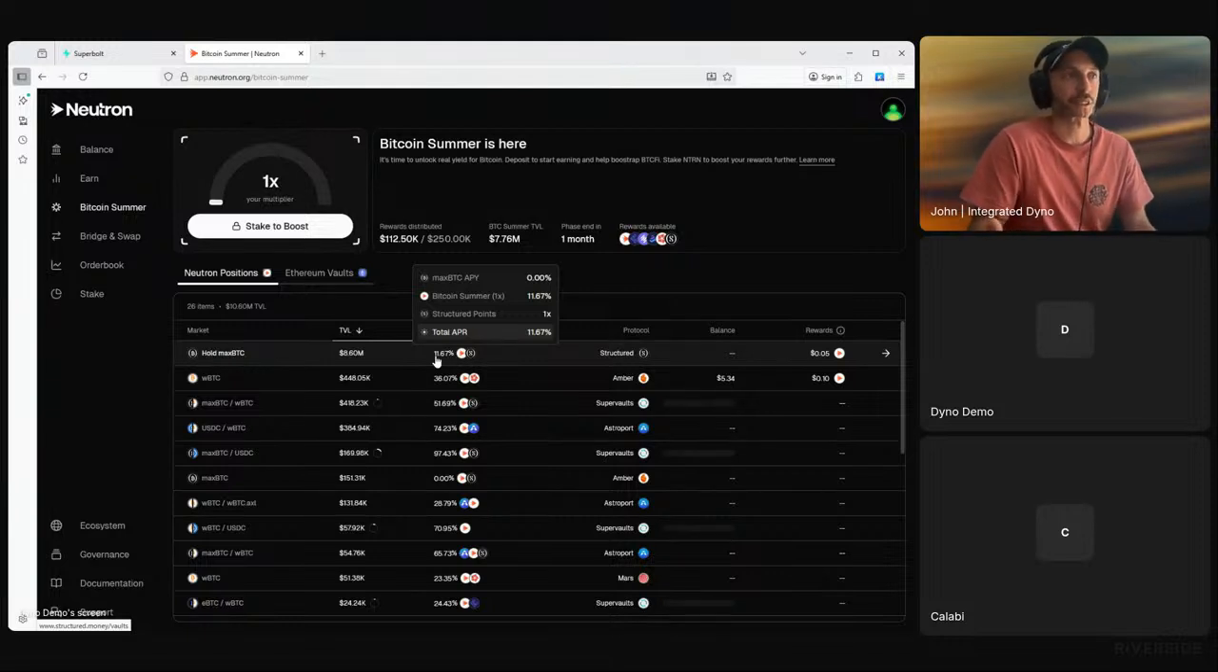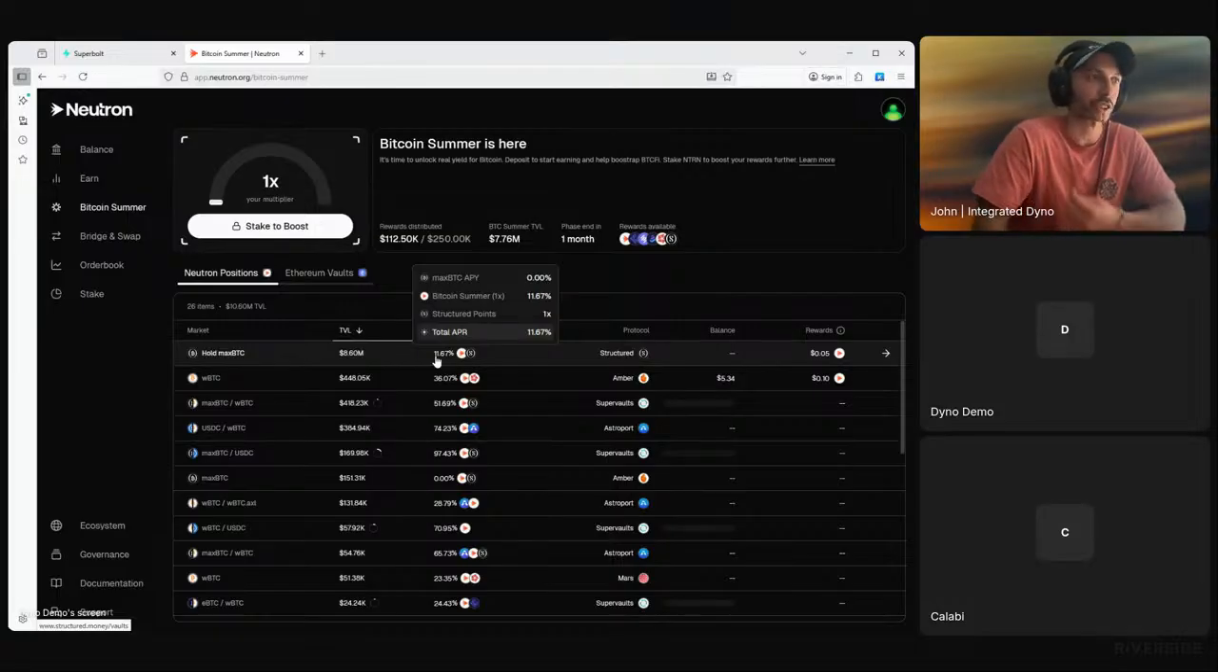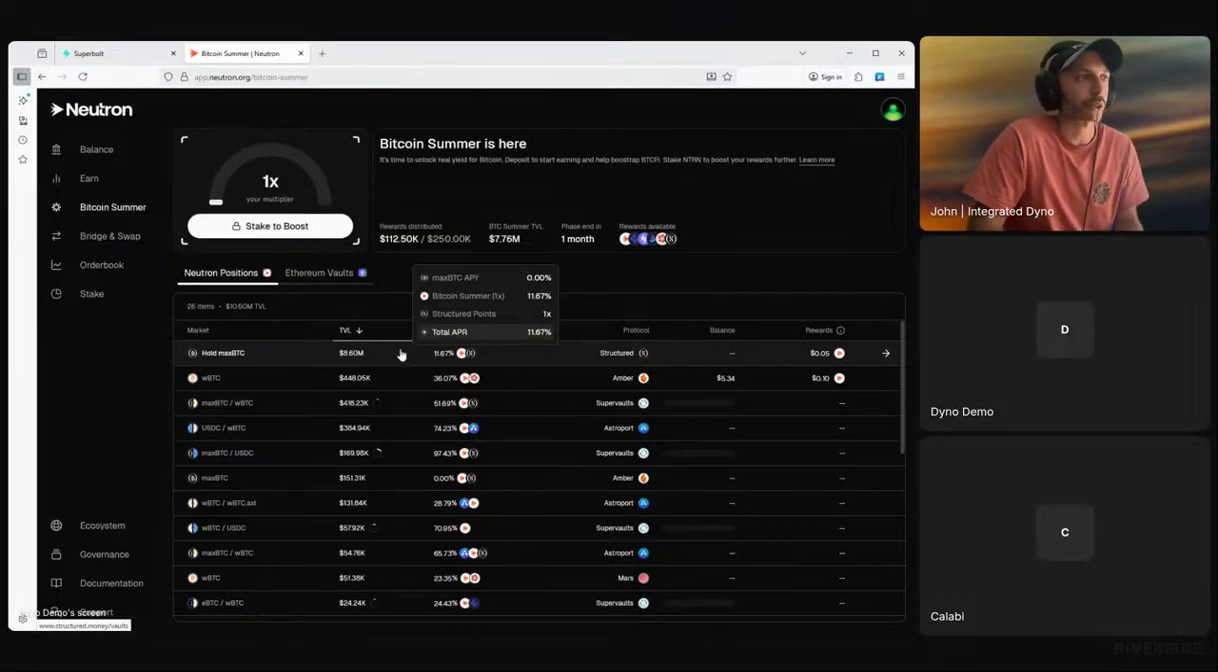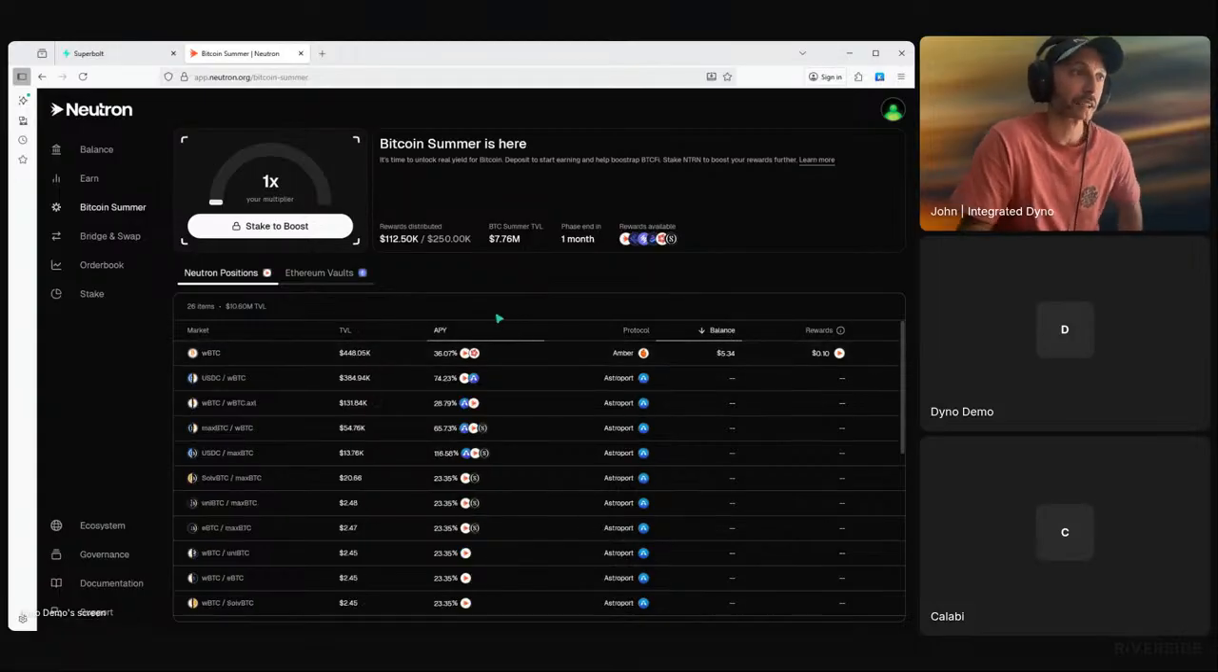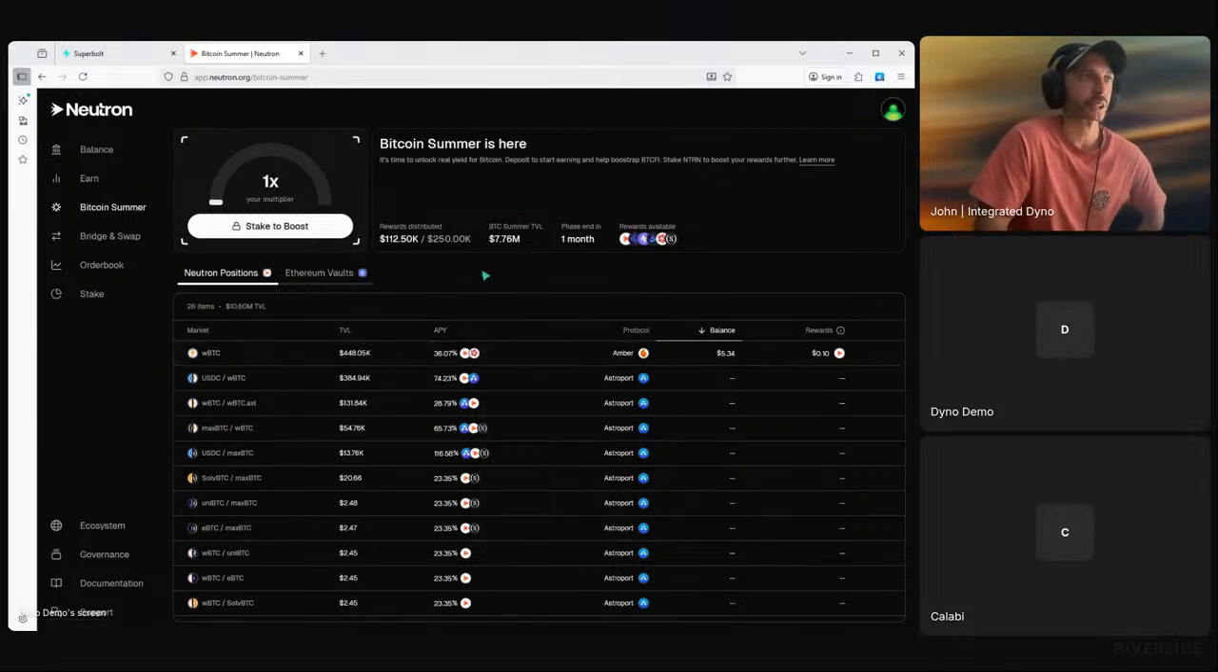But since there's already 8 million in deposits, it would take another 8 million in deposits for this to go down to 5% APR. So in total, 5% APR from the Bitcoin Summer rewards plus 5 to 10% APR on the underlying strategy. That's really attractive for holding just pure Bitcoin exposure, assuming you're okay with the exposure to the structured protocol. If you're not familiar with how Max BTC actually earns its yield, there is a Medium article by Structured, and it explains the whole underlying strategy, because it's always very important to know where the yield is coming from.